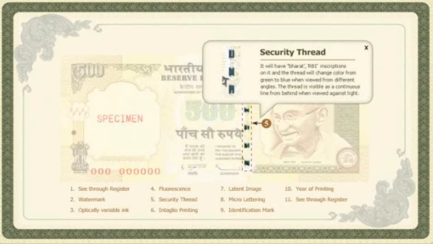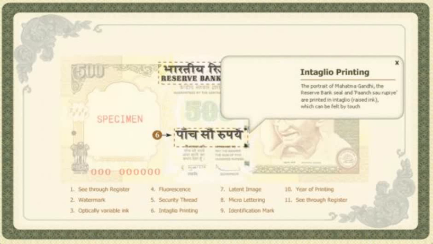Carefully identify this security thread. This line is very important; RBI and SBI include this banner. See this. This is important, printing. And the 6th is this letter.